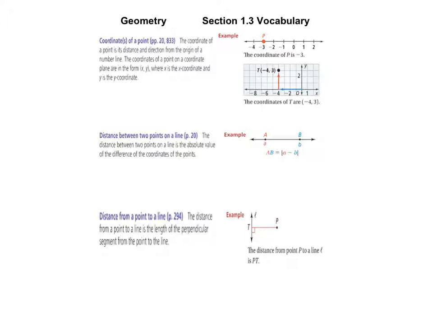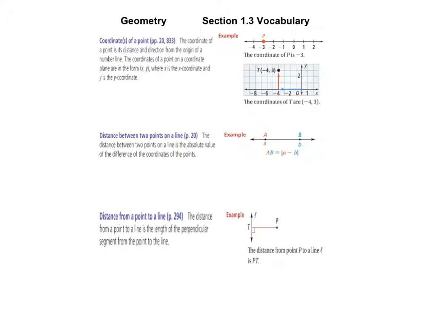This is the section 1.3 vocabulary. Just as a reminder, you can always rewind and always pause when needed as you're recording these vocabulary words as we go through these. Again, these are for the section 1.3 vocabulary. And let's take a look here at the first word.